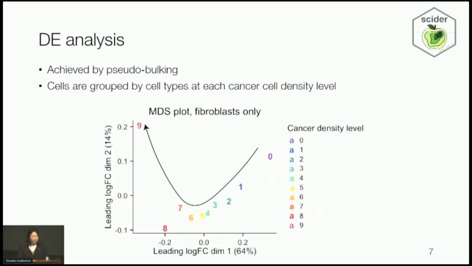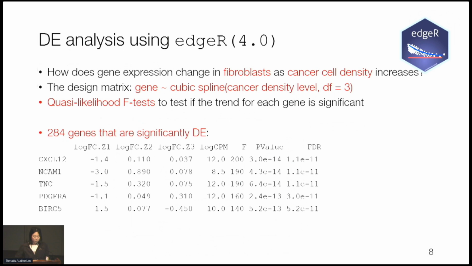And here I have constructed the pseudo samples for fibroblasts. And here in the MDS plot, each point is a pseudo sample, and they're labeled by the cancer density level where the fibroblast cells are from. So we can already see a very clear trajectory in this MDS plot among the pseudo samples according to the cancer density levels. And then to perform the actual DE analysis, we can use edgeR pipelines.